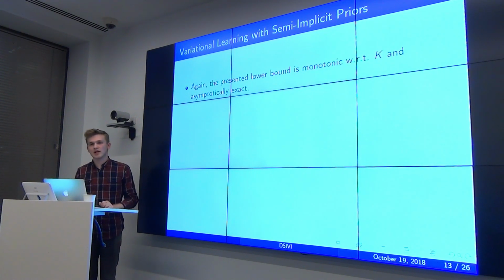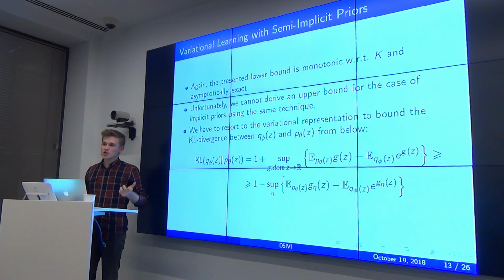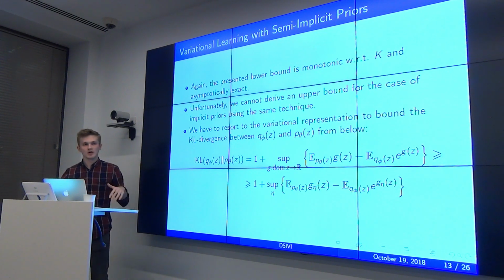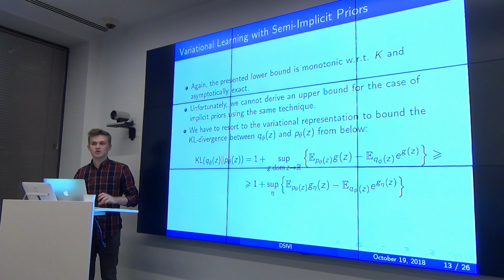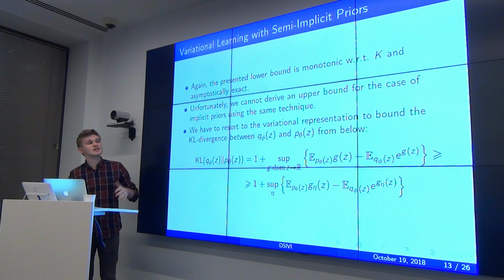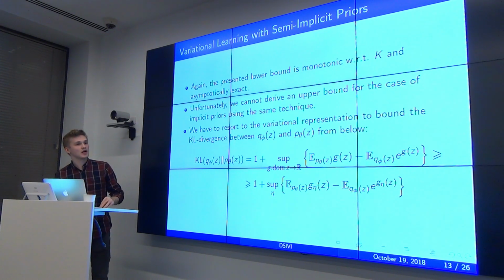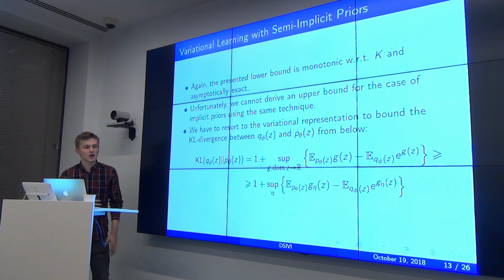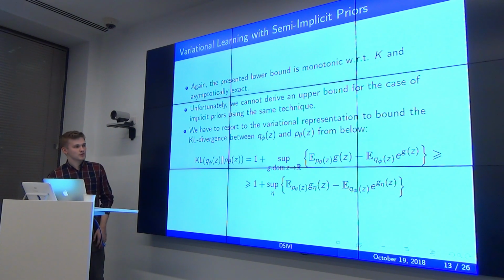Again, this bound has the same nice properties. It's monotonic with respect to k, and it is asymptotically exact. But unfortunately, this time we cannot have an upper bound, because we cannot estimate the cross entropy here from above. So we may need to resort to some other methods for estimating the KL divergence.